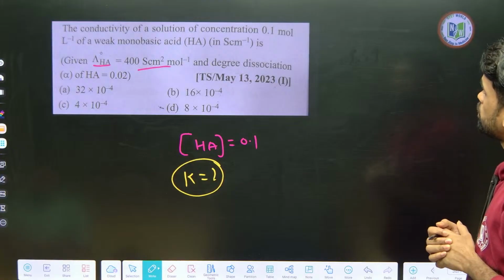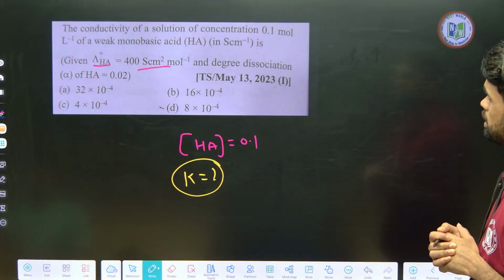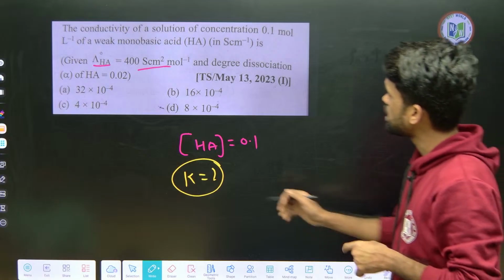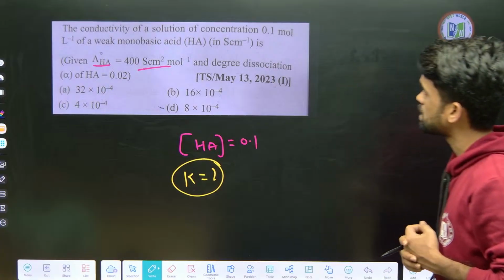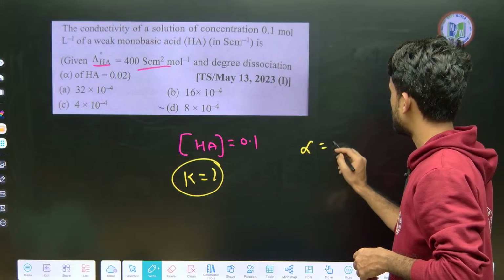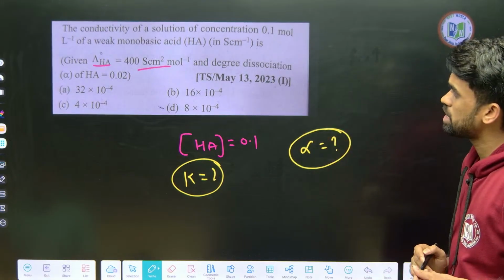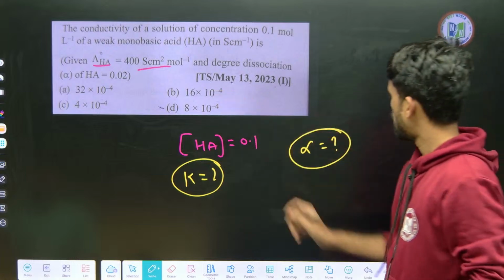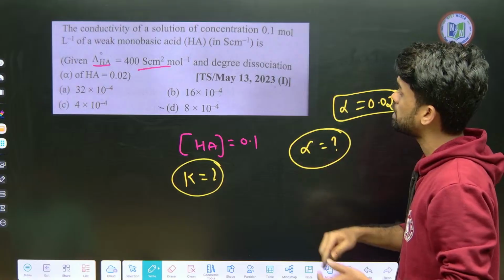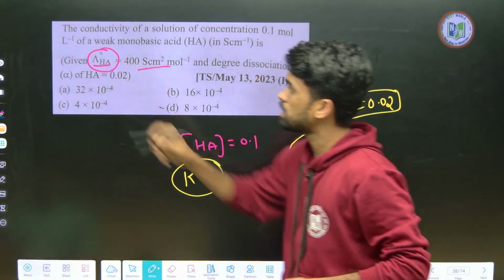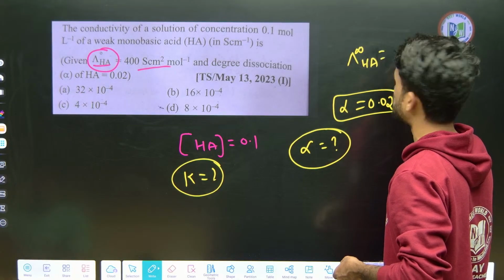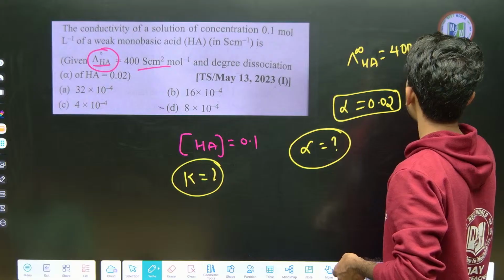The conductivity of a solution of 0.1 mole per liter of a weak monobasic acid, K they are asking, and limiting molar conductances are given. So how do we do this? And degree of dissociation is also given, right? It's very easy. What is the degree of dissociation value mentioned? So alpha value is 0.02. And what about the other data mentioned? This is del naught of HA, the limiting molar conductivity of weak acid HA, which is 400. That's it guys. Almost we are done.